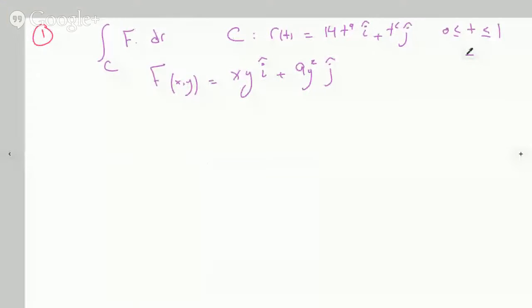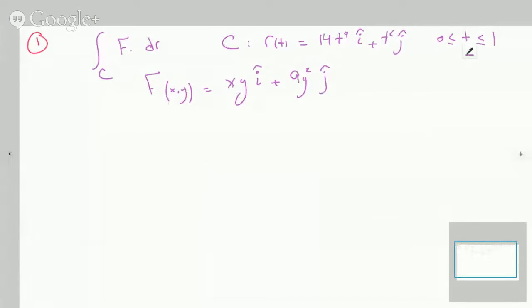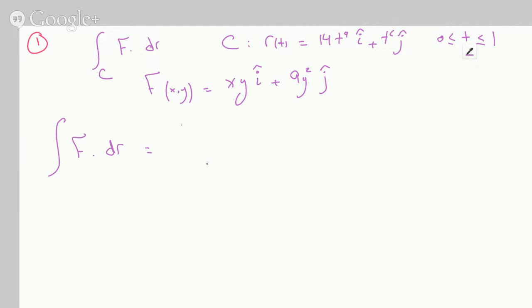Okay, we will evaluate this line integral composed of the vector field F and the position vector R, and the way we will do this is we will use the fact that F dr is the same exact thing as F of R of t dotted with R prime of t. We will find R prime of t, and we'll find the composite function of F of R of t, take the dot product between these two, and integrate from 0 to 1.